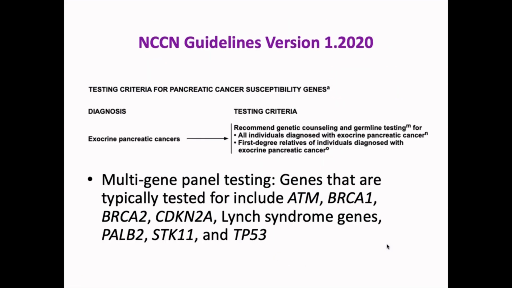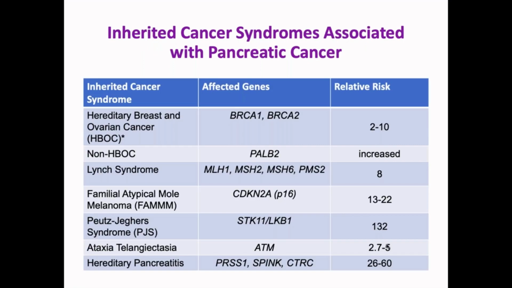And I want to highlight the NCCN guidelines now that recommend universal germline testing for all individuals with pancreatic cancer. Again, for treatment implications, and multi-gene panel testing is indicated here, but also that first-degree relatives are eligible. So if a patient presents and a family member is deceased with pancreatic cancer, they too would be eligible for germline testing, with the potential subsequently for screening for pancreatic cancer if found to carry a pathogenic variant.